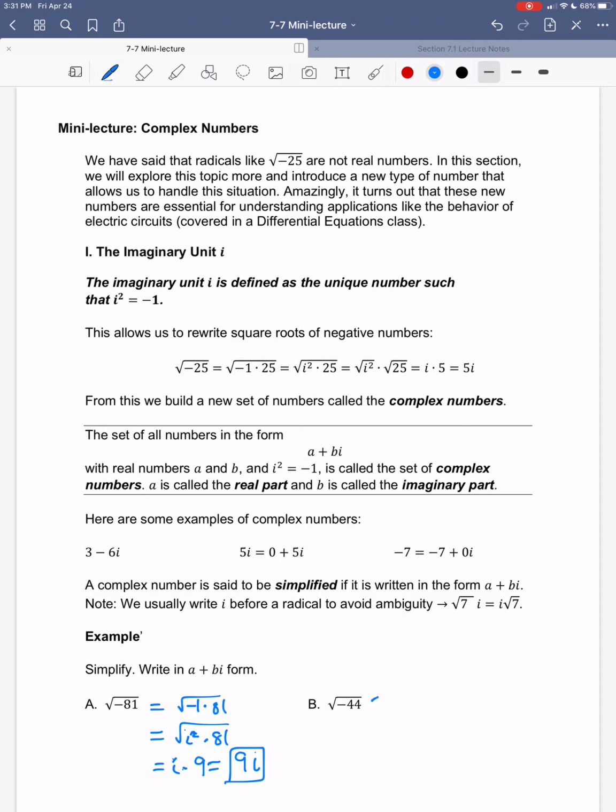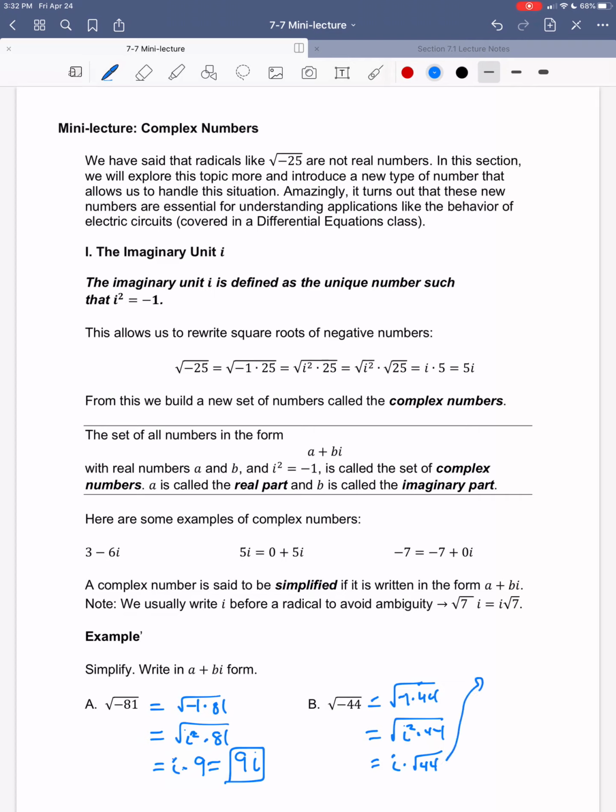Same sort of thing here. Negative 1 times 44. So that would be the square root of i squared times 44, which would be i times the square root of 44. The only difference here is the square root of 44 can be broken down more.